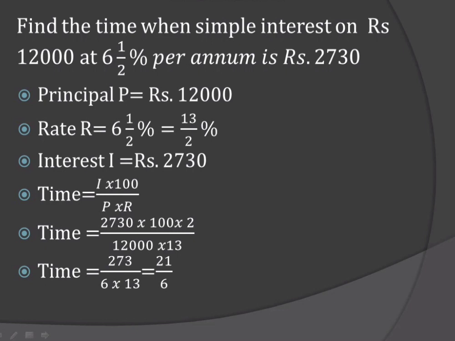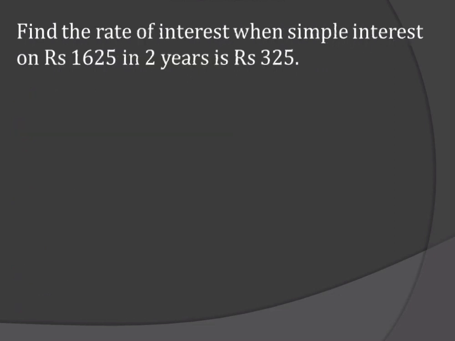Now solving this, 273 can be cancelled out with 13. I will get 26 upon 1. Now both of them can be divided by 3. So here you will get 7 by 2, or 7 by 2 can be written as 3.5 years. Okay, so this is our required time. Now we move on to the next question.